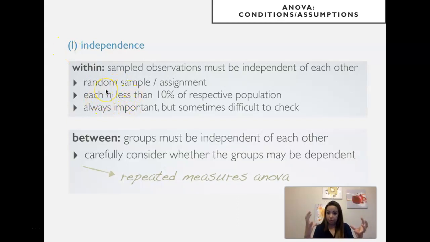Each group needs to have a size that's less than 10% of the population they represent, which is typically true because sample sizes tend to be small. And always important, but again, difficult to be sure about. So we need to bet on if these things are true, then we say we can assume independence. But again, it's difficult to know for certain.